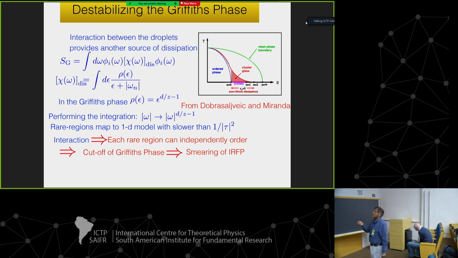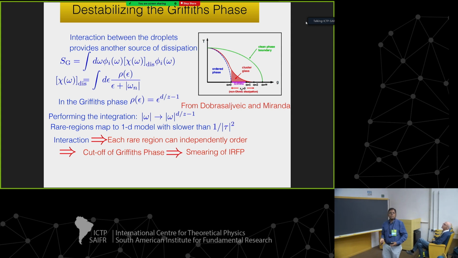The infinite randomness fixed point and the attendant Griffiths phase essentially tell you that in the Griffiths phase, the density of states, the distribution of local gaps, has to have this power law behavior. If you sit down and actually evaluate the integral, putting this mod omega as a cutoff, it tells you that the RKKY interaction essentially produces an additional source of damping. This additional source of damping changes the mod omega, or the lambda of dissipation. It actually makes it slower.